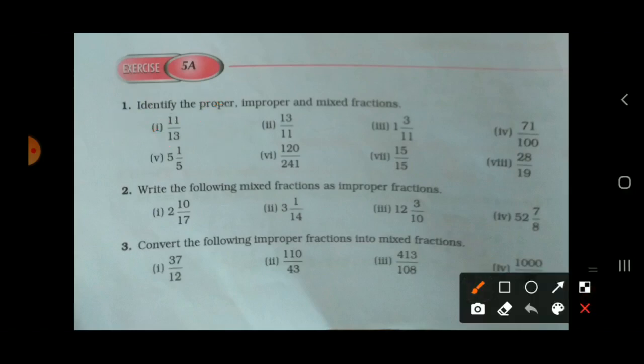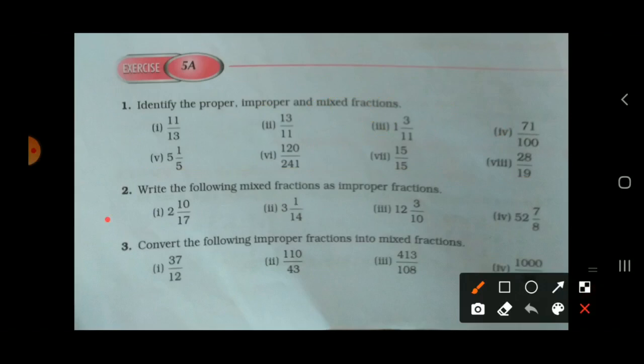Second, 13 upon 11. Here numerator is greater than denominator, that's why this is your improper fraction. Third, yes, here 1 as an integral part and 3 upon 11 as a fractional part. This is called mixed fraction. Fourth, 71 upon 100. Here numerator is less than denominator, that's why this is your proper fraction. Now students, these parts you will try yourself.